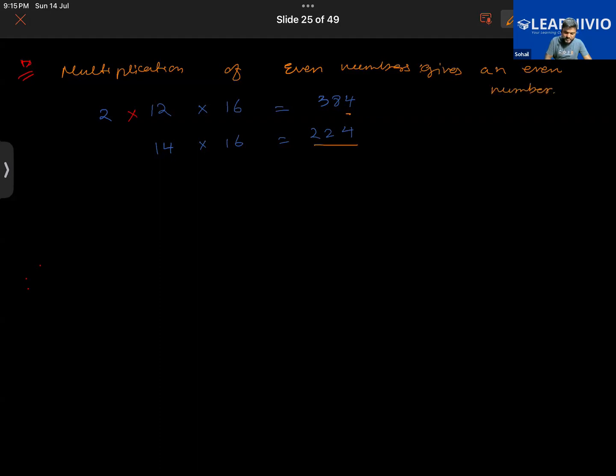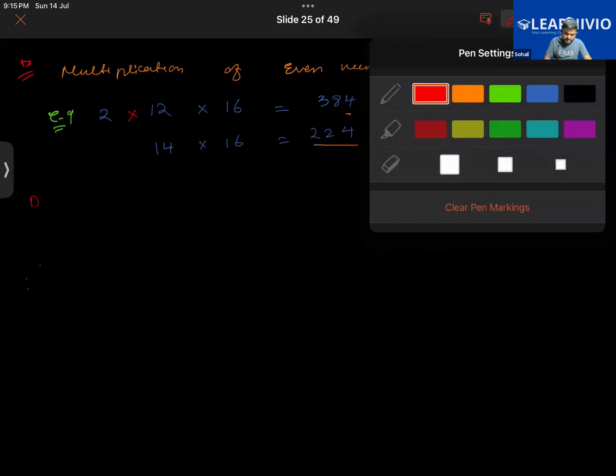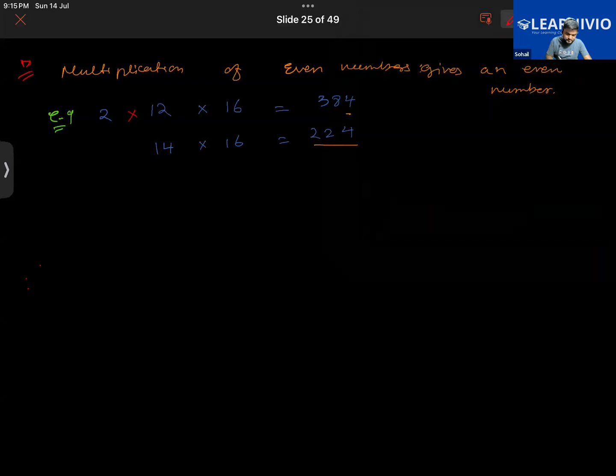Right from where you have ended, just write down: multiplication of even numbers gives an even number. And the examples are as follows, which we have learned just now. After this, you'd be learning about division of even numbers, which will be property number E. We have to take an example. Just write the first example.